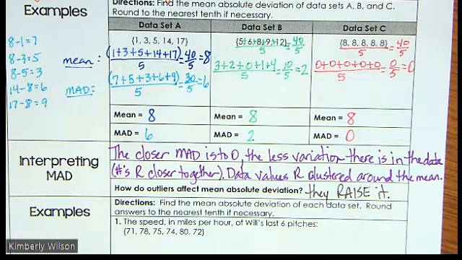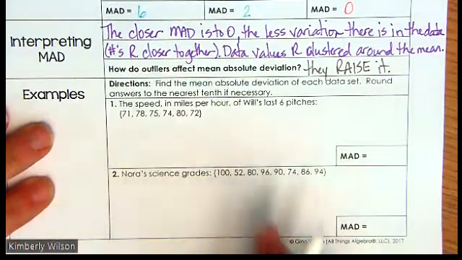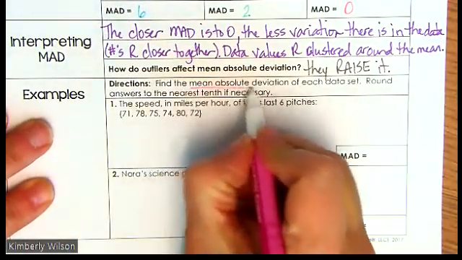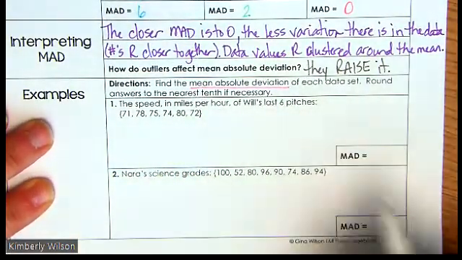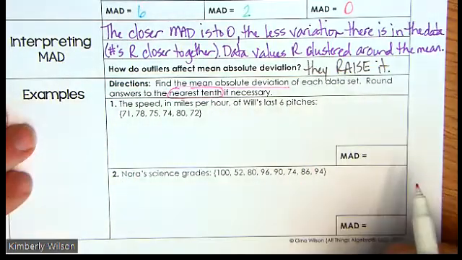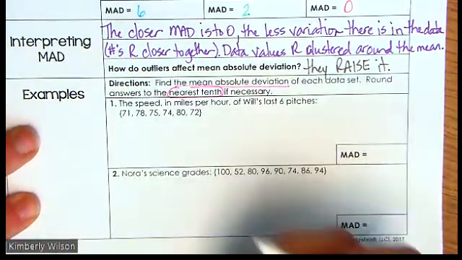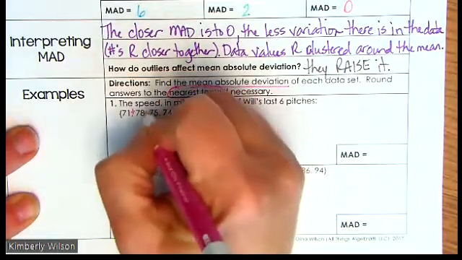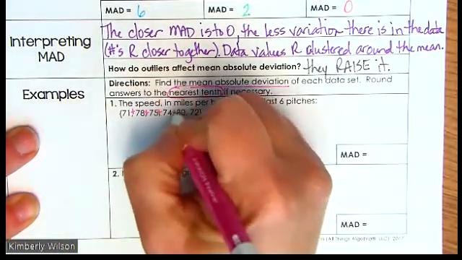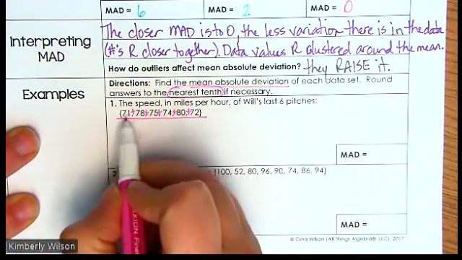All right, let's work an example of what it's probably going to really look like when you have your problems. All right, number one. Find the mean absolute deviation of each data set. Round answers to the nearest tenth when we're doing this, if necessary. Okay, so the first thing I got to do is find the mean. So I'm going to add all of these together. And yes, you can do exactly what I'm doing here to show the work.